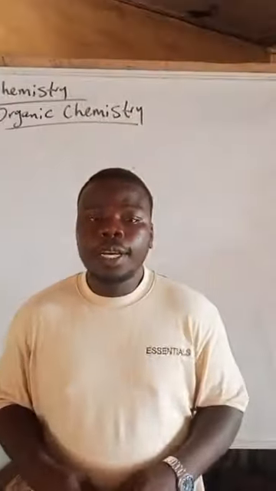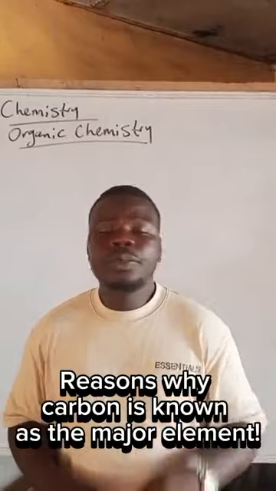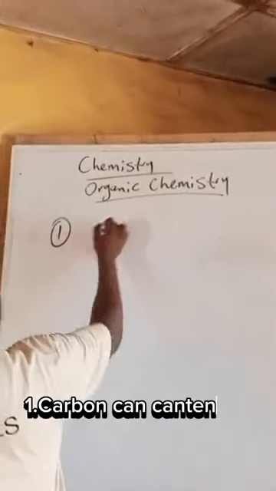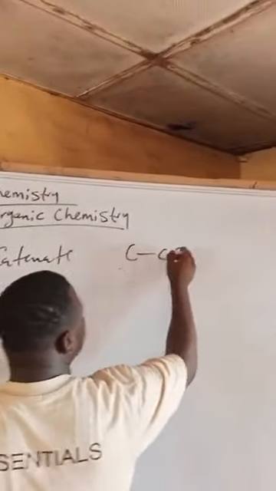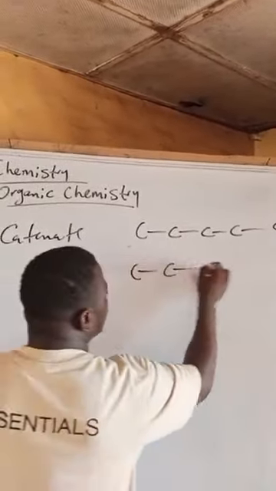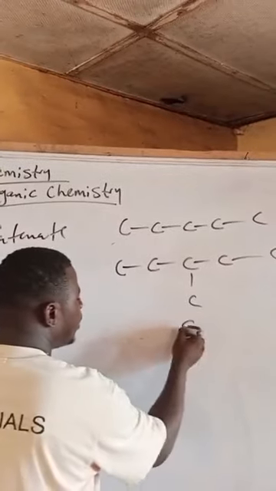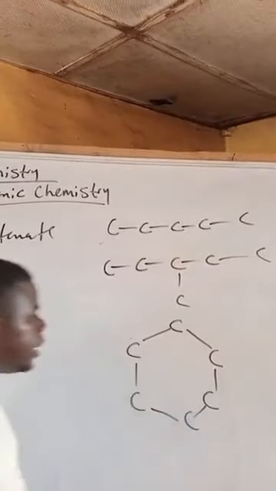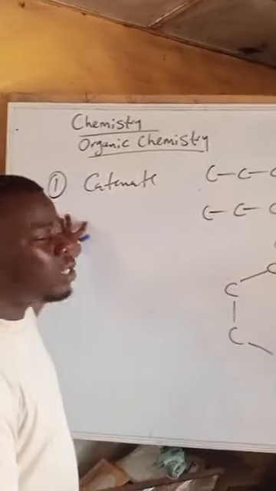Now, in the study of organic chemistry, carbon is regarded as a major element, and there are three reasons why. Number one, carbon can catenate. Catenation means that carbon has the ability to form a straight chain. Carbon also has the ability to form a branch chain, and carbon can also form a ring-like structure. It is these three abilities of carbon that are regarded as catenation.